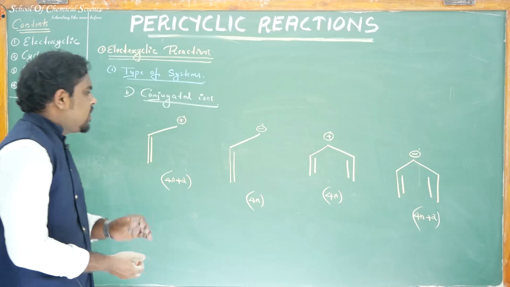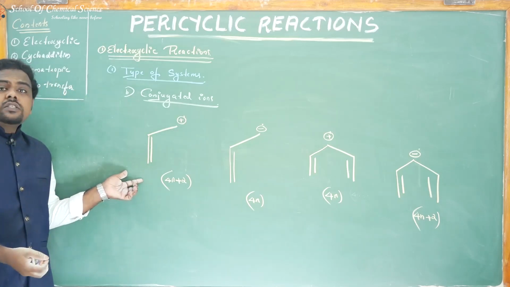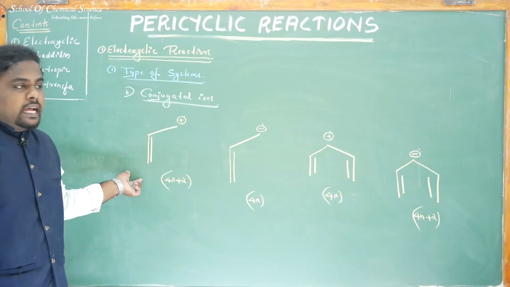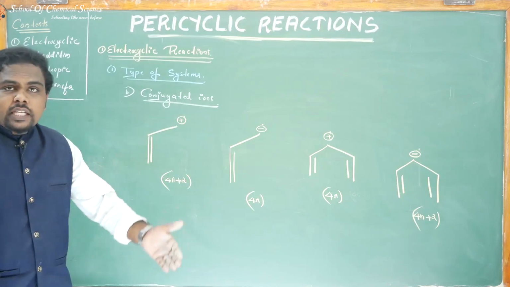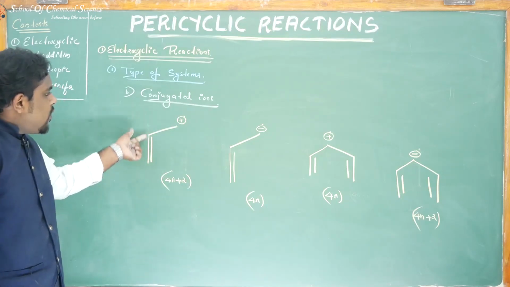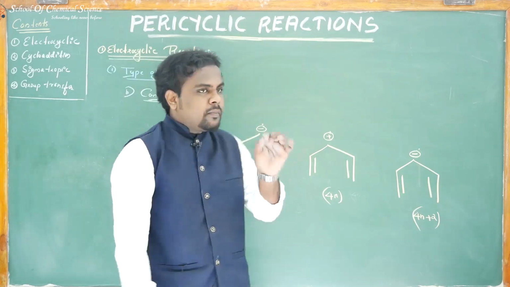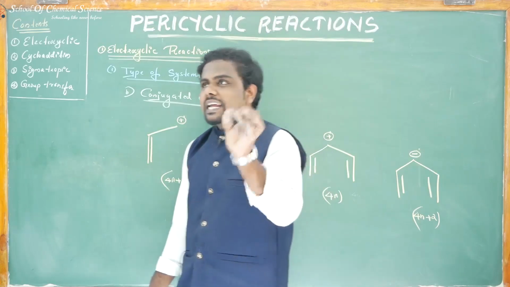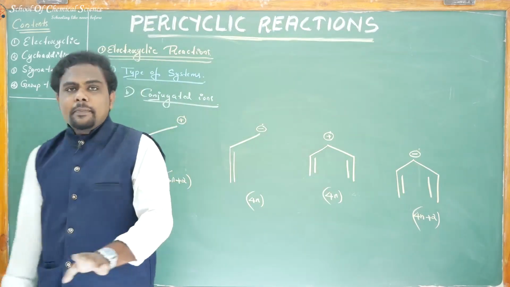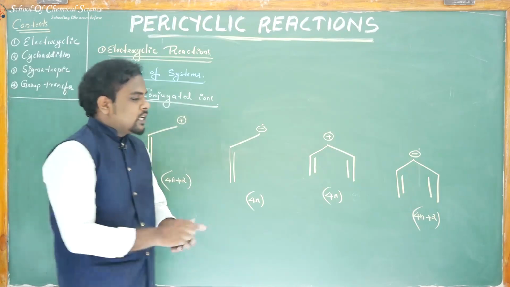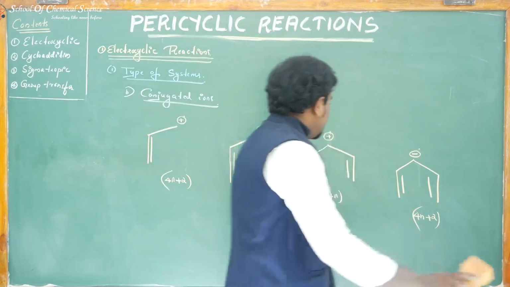So these types of conjugated ions also shows electrocyclic reaction. Okay, instead of conjugated polyene, this type of conjugated ions also shows electrocyclic reaction. Remember, whenever in your CSIR exam question paper these type of conjugated ions are there, they will also shows electrocyclic reaction.